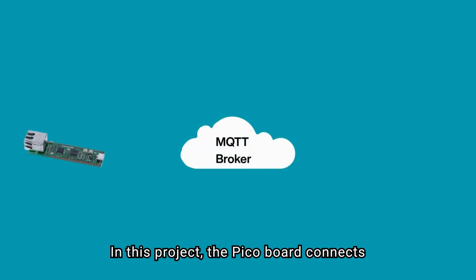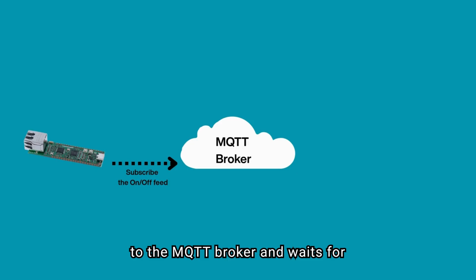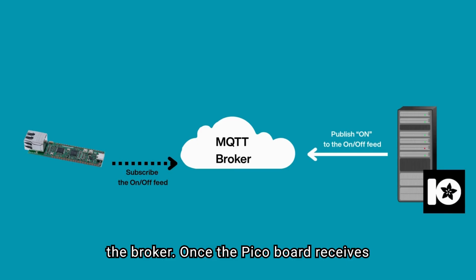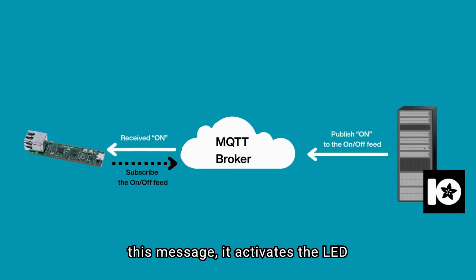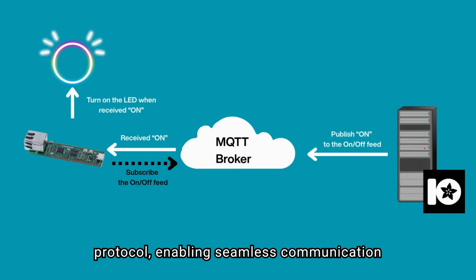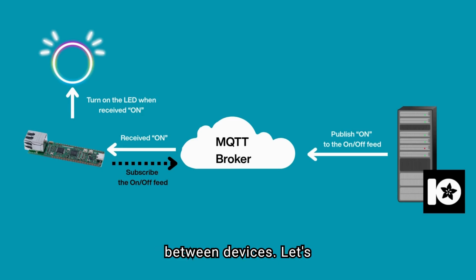In this project, the Pico board connects to the MQTT broker and waits for Adafruit.io to publish an on message to the broker. Once the Pico board receives this message, it activates the LED light. This setup allows for remote control of the LED through the MQTT protocol, enabling seamless communication between devices.